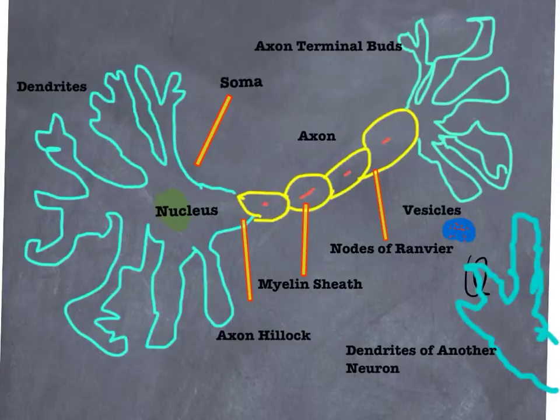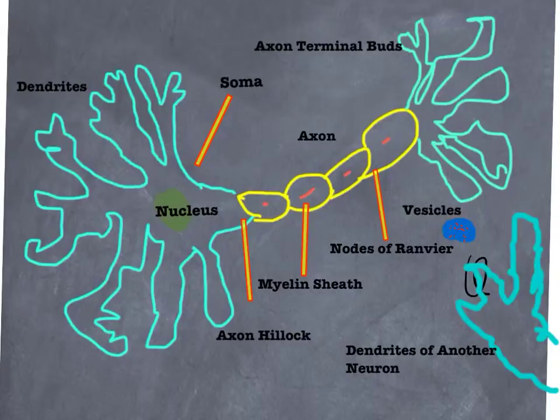It's also the last place where all the info that has been collected through the dendrites and passed into the cell body goes before going through the axon and the axon terminal to another neuron.